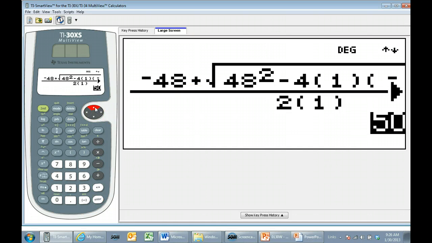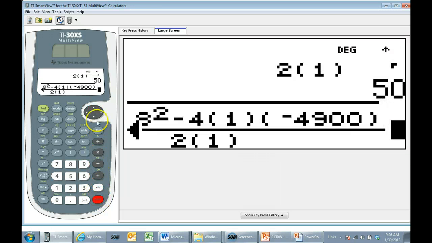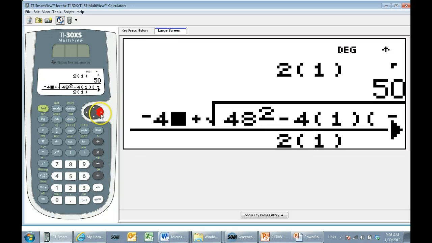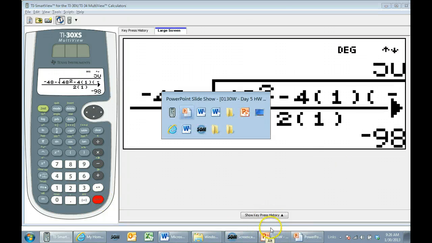Now we don't need to type in the entire thing. We can come back to this and hit enter to edit it. And then we just need to make our way over to that plus sign, and change it to a minus sign, like this. It's a minus sign. Enter. See, that's much quicker. We get negative 98.